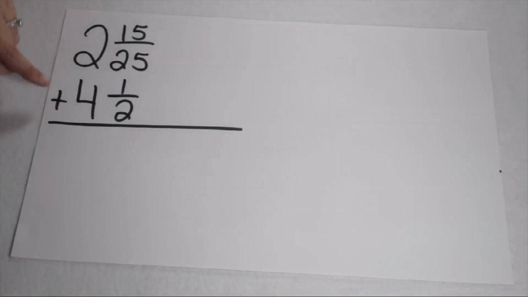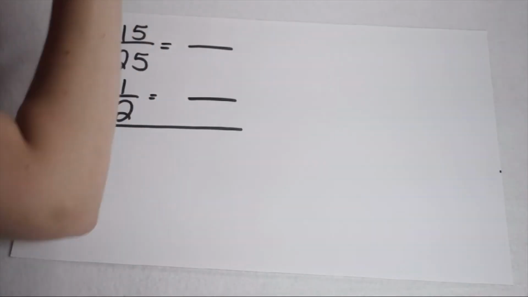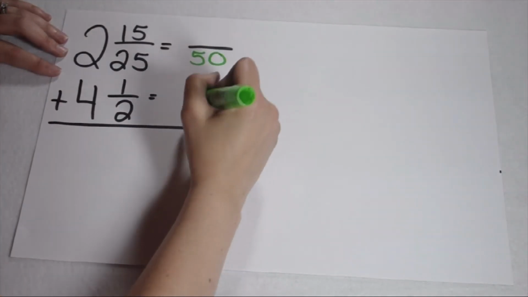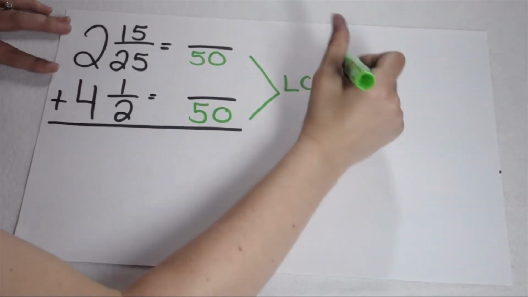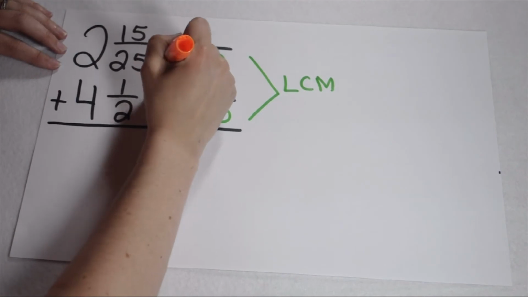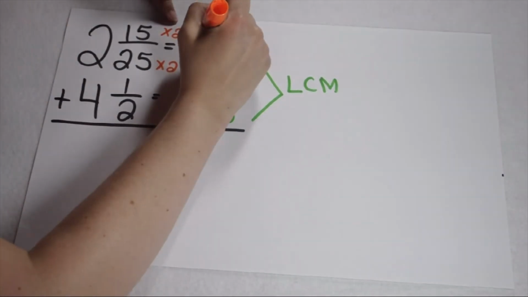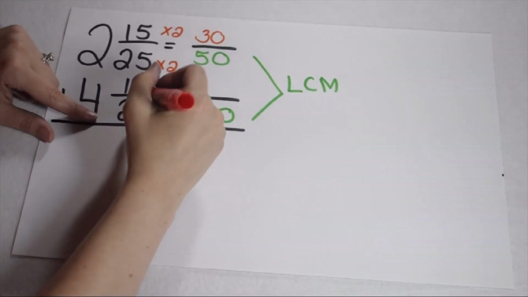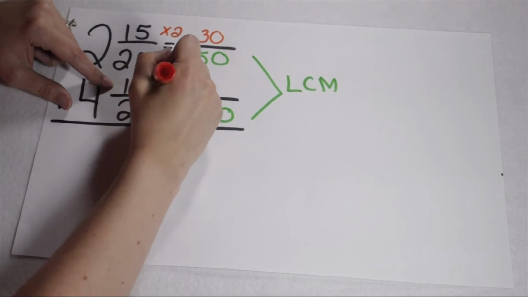We have 2 and 15/25 plus 4 and 1/2. So the first thing we need is to make equivalent fractions. We're going to use 50 as our common denominator because that's our least common multiple. 25 times 2 gives me 50, and 15 times 2 gives me 30. 2 times 25 gives me 50, and 1 times 25 gives me 25.